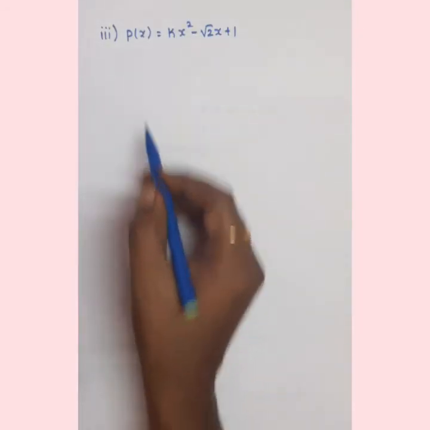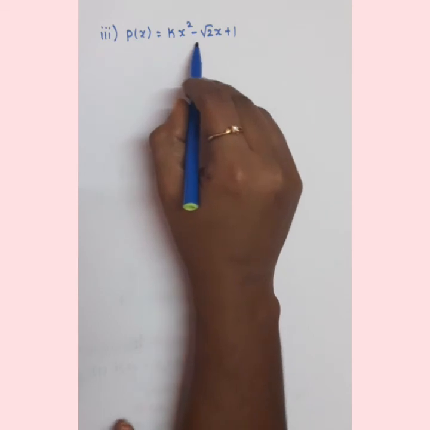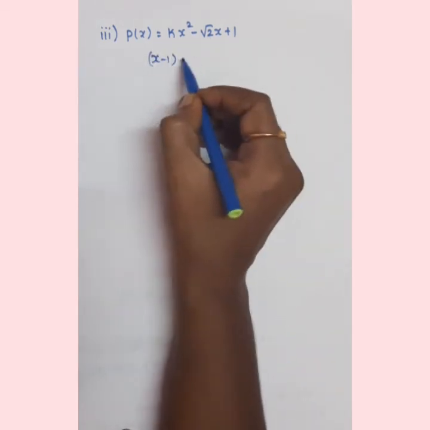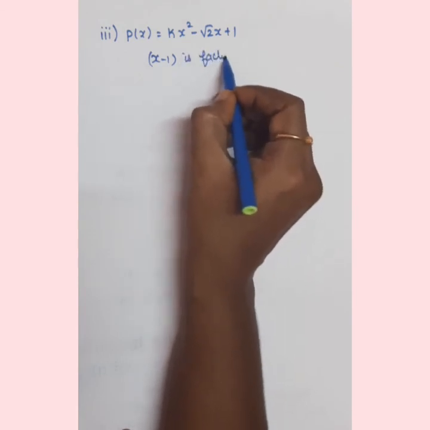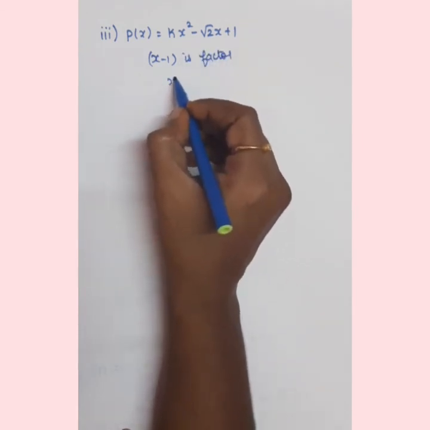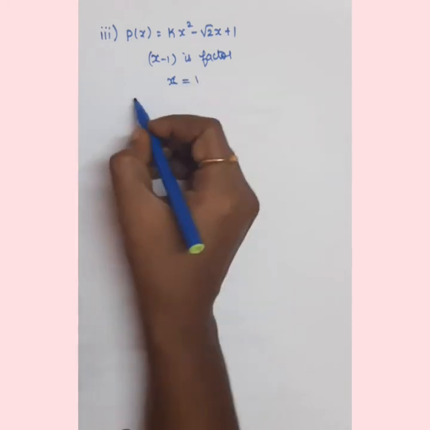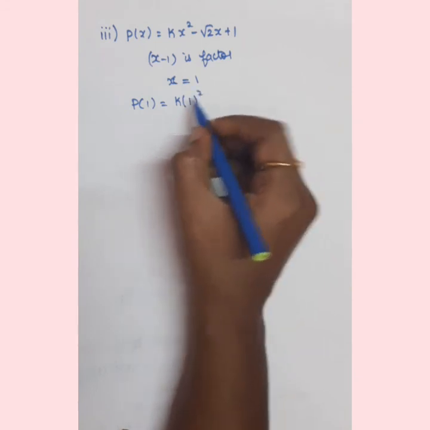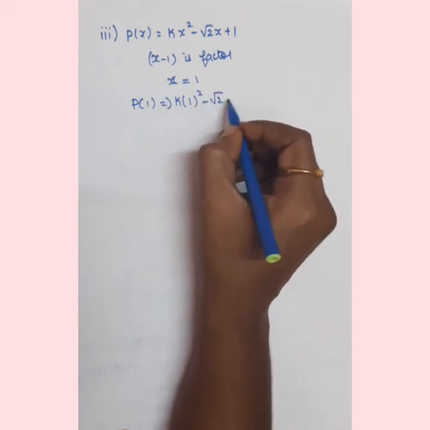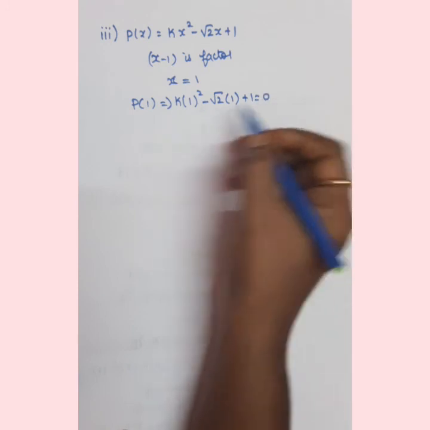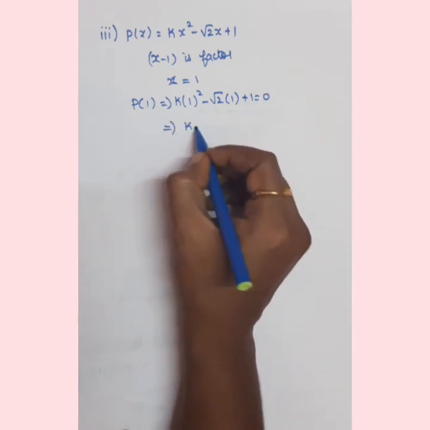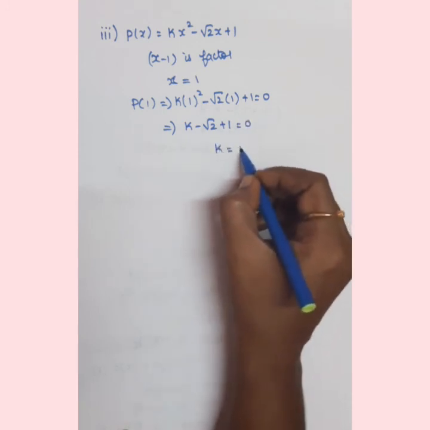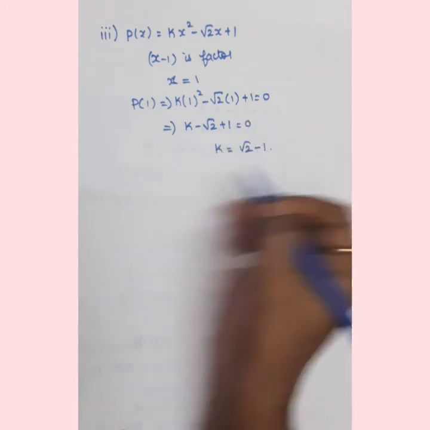Third problem is p of x equals kx squared minus root 2 x plus 1. So x minus 1 is a factor. Therefore x equals 1. So p of 1 equals k into 1 squared minus root 2 into 1 plus 1 equals 0. Therefore k minus root 2 plus 1 equals 0. k equals root 2 minus 1.